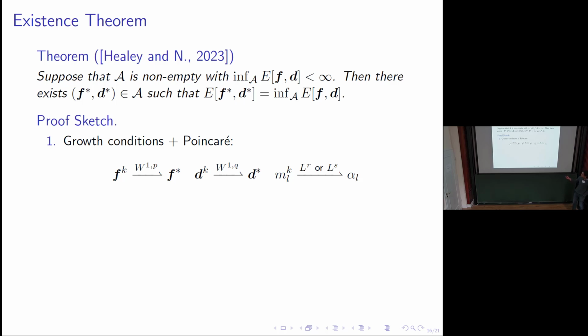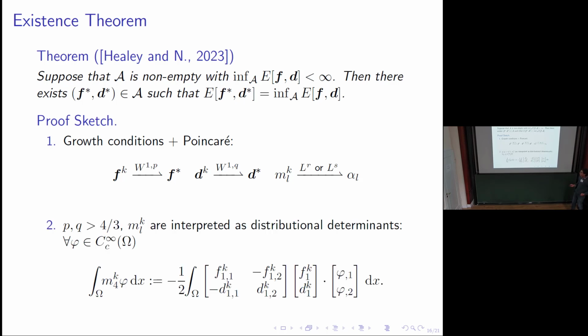And then the sub-determinants will converge in L^r or L^s, depending on which ones you're looking at, to some alpha_L, which belongs to L^r or L^s. Now, what we need to show is that this alpha_L is actually M_L star, which is M_L evaluated at the limit F star, D star. So for that, there's a compensated compactness argument.